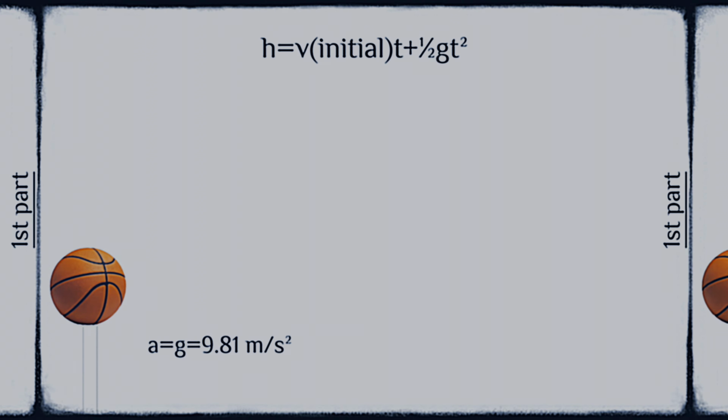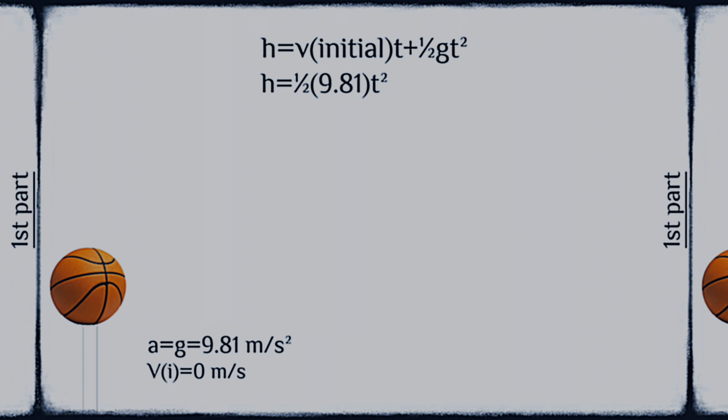Because the ball is being released from rest, the v initial is going to be 0. Consequently, height is equal to 1/2 times gravity, 9.81, multiplied by t squared. So we have this formula. The height of a building is going to be half of 9.81, which is 4.905, times t squared, and this is going to be t1 squared, since we focus on the first part of the problem.